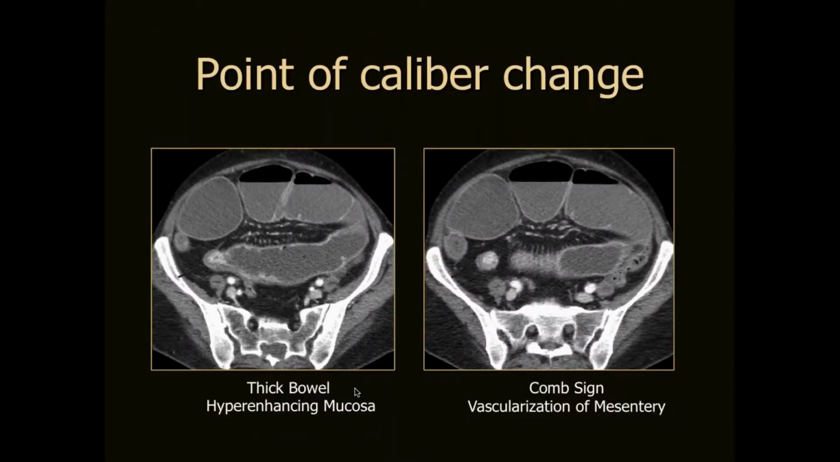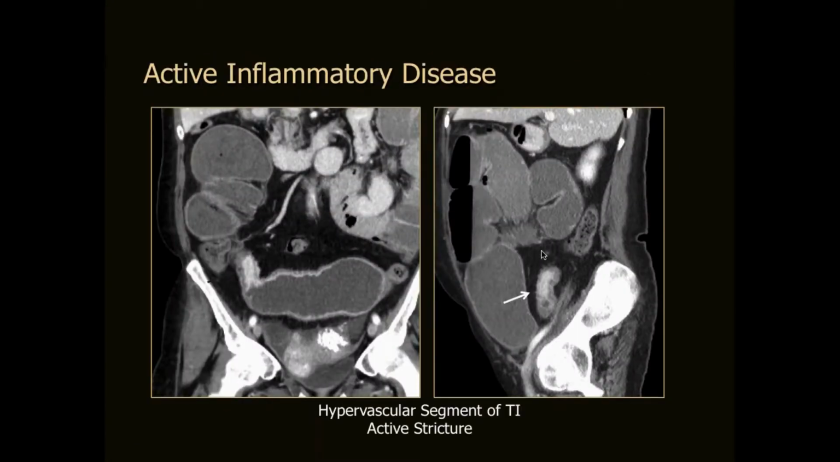And so we, of course, are looking at these images on both coronal, axial, and sagittal plane, and we're looking for a point of caliber change. And so at this point, we can see that there's a thickened segment of the bowel with hyper-enhancing mucosa. And we can see also this lovely comb sign reflecting vascularization of the mesentery in that portion of the bowel. Now, when we look on the coronal and on the sagittal image, we can see this segment of bowel better. And so in this patient with no prior diagnosis of inflammatory bowel disease, we can see this abnormal segment.